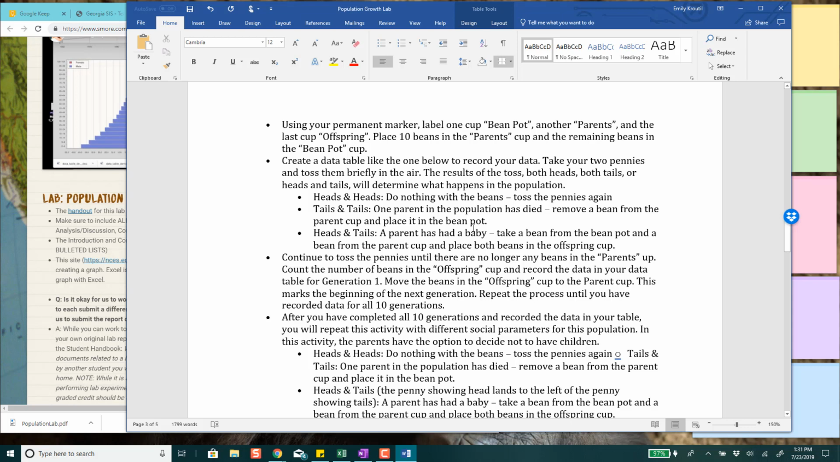We want to take 2 pennies and toss them in the air. The results of the toss will determine what happens. So if it's heads and heads, you're going to do nothing with the beans, you'll just do it again. If you have tails and tails, one parent will die, so we're going to take a bean from the parent cup and put it in the bean pot. And if you get heads and tails, you're going to have a baby. We'll take a bean from the bean pot and put it in the parent cup.